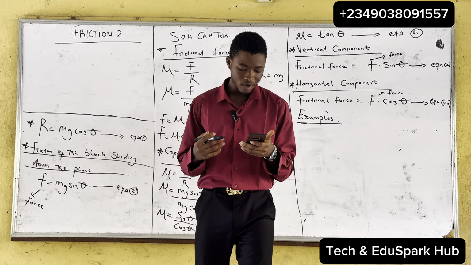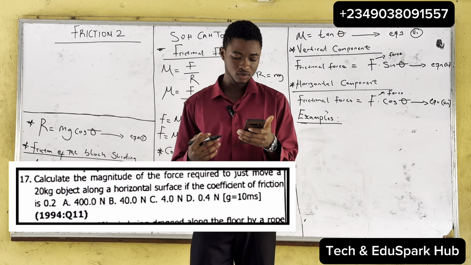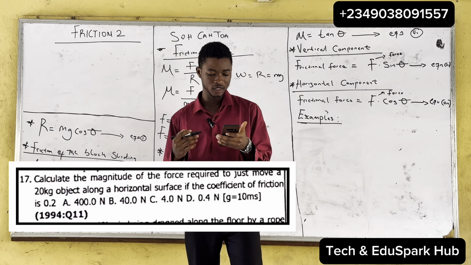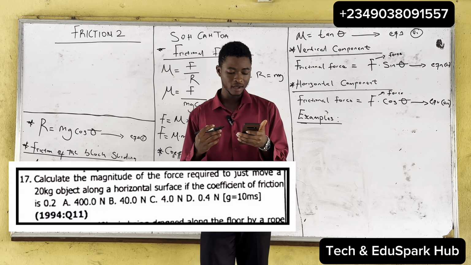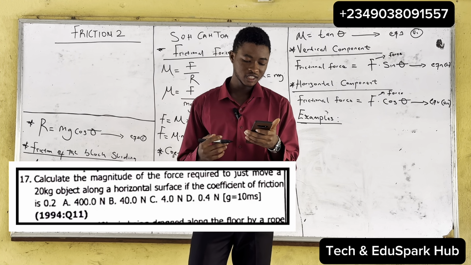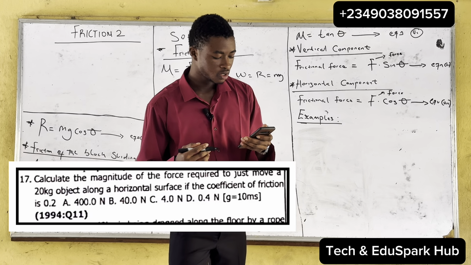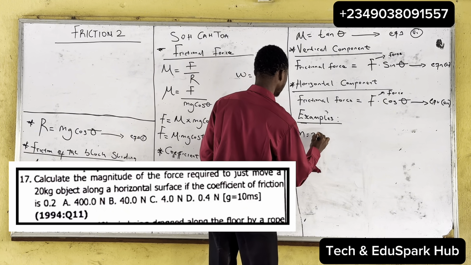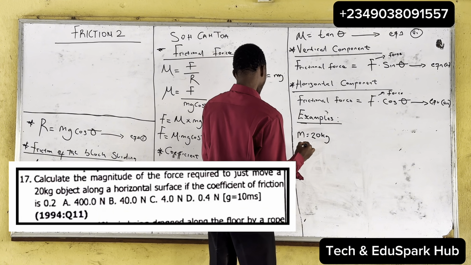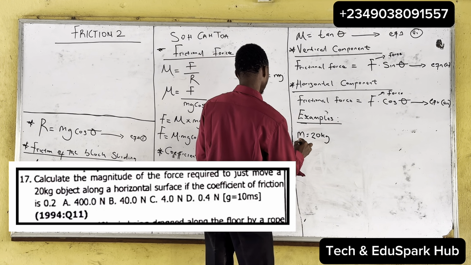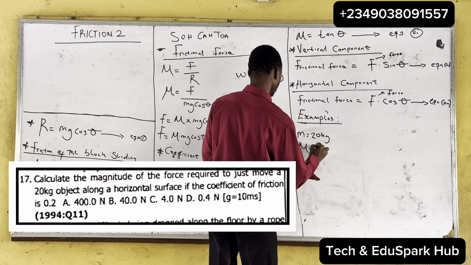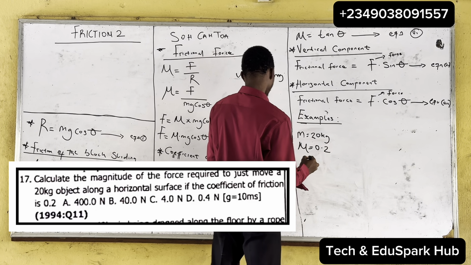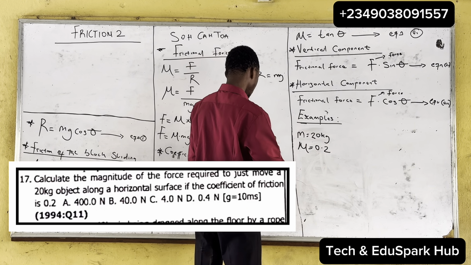And the last question we have says: calculate the magnitude of the force required to just move a 20 kg object along a horizontal surface if the coefficient of friction is 0.2. So in this kind of question, we are given the mass as our parameter, equal to 20 kg, and we are given the coefficient of static friction, which is our mu, equal to 0.2, and they are asking us to calculate the magnitude of the frictional force.